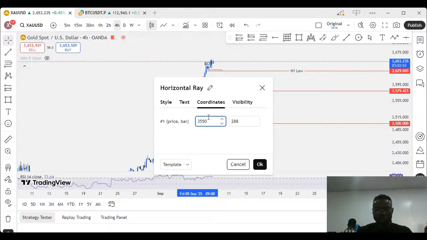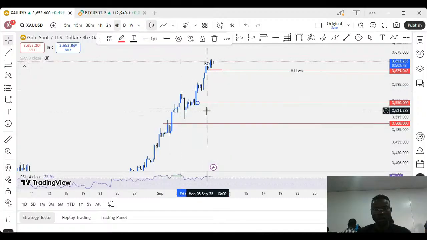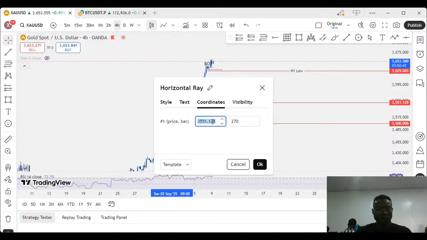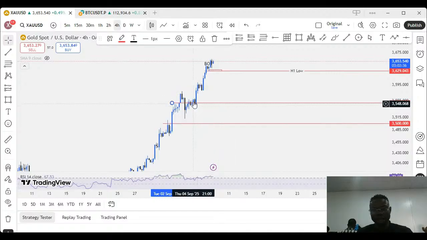3,550. Look at it here. Look at 3,550 here. See how the market reacted here at that level of 3,550.